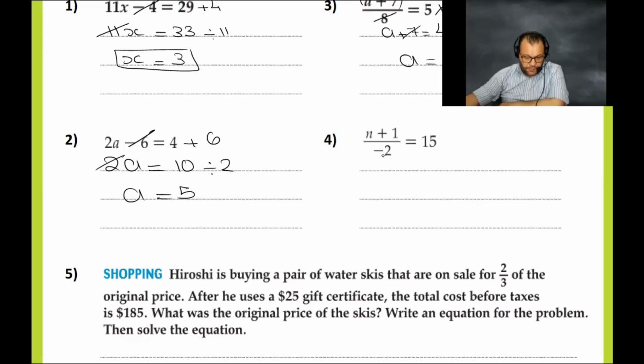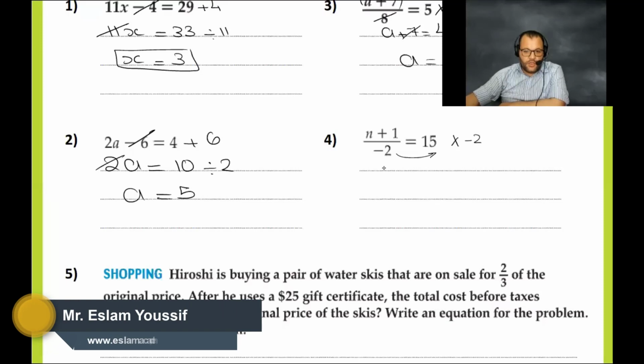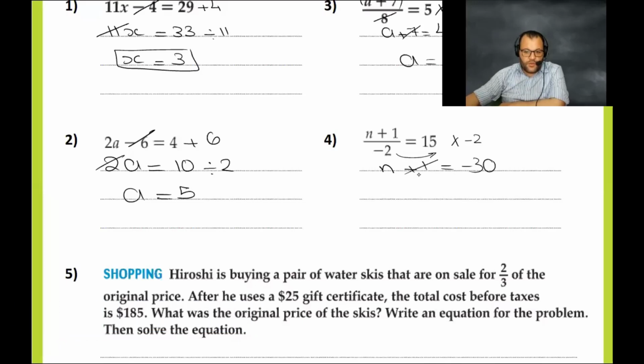Minus. And multiply 15 minus 30, multiplying by negative 2. Negative 2 minus, so negative 30, plus 1 equals negative 30. Then negative 31, equals negative 31.